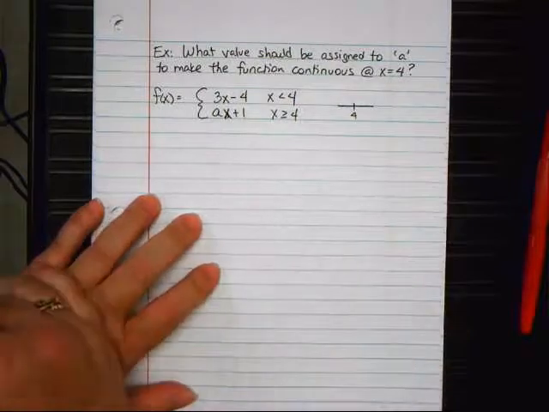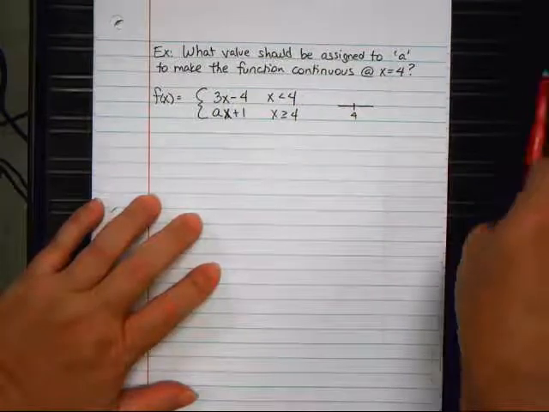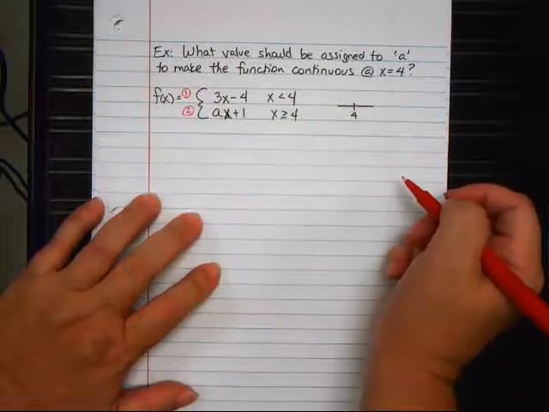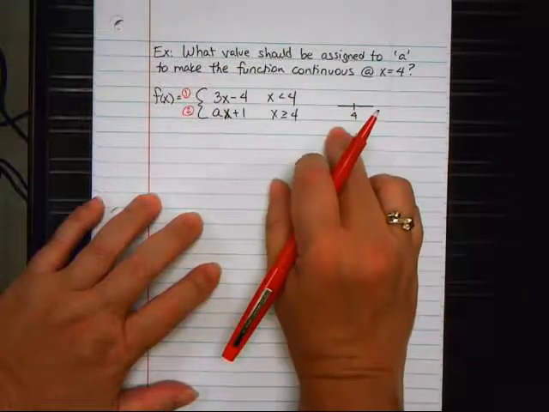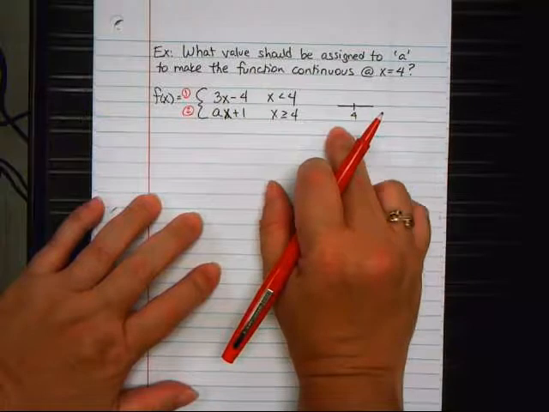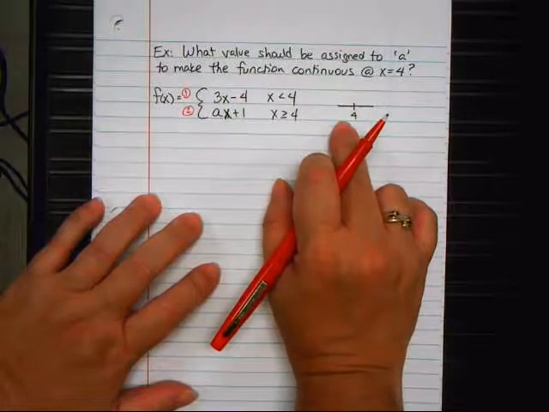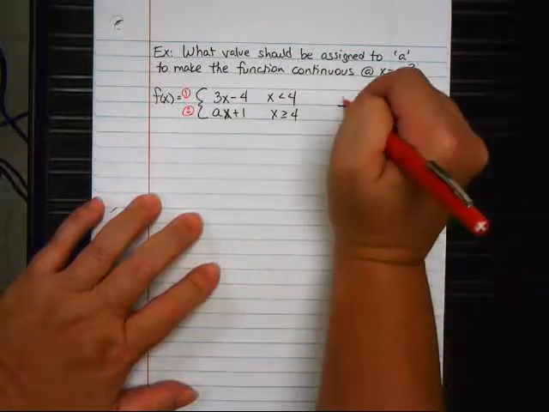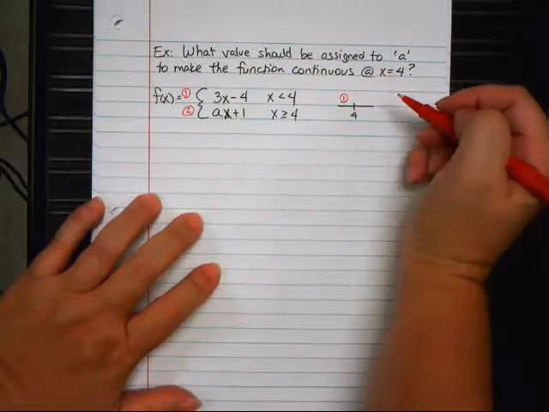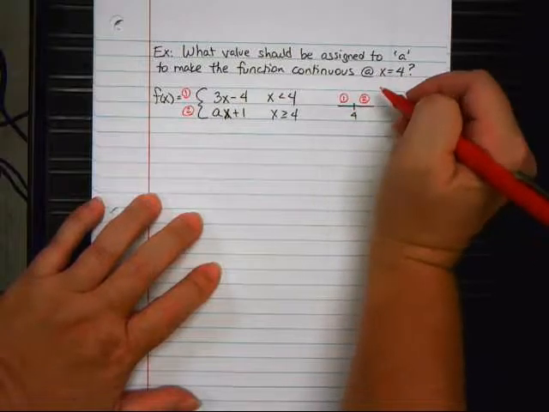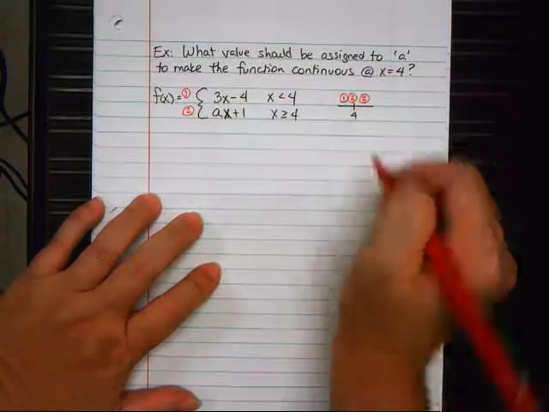4 is the point in question. 1 goes here, 2 goes here. We're doing this totally without a graph, so we need the number line. Which equation is to the left of 4? 1 is. Which equation is to the right of 4? 2. Which equation is on 4? 2 is. All right.